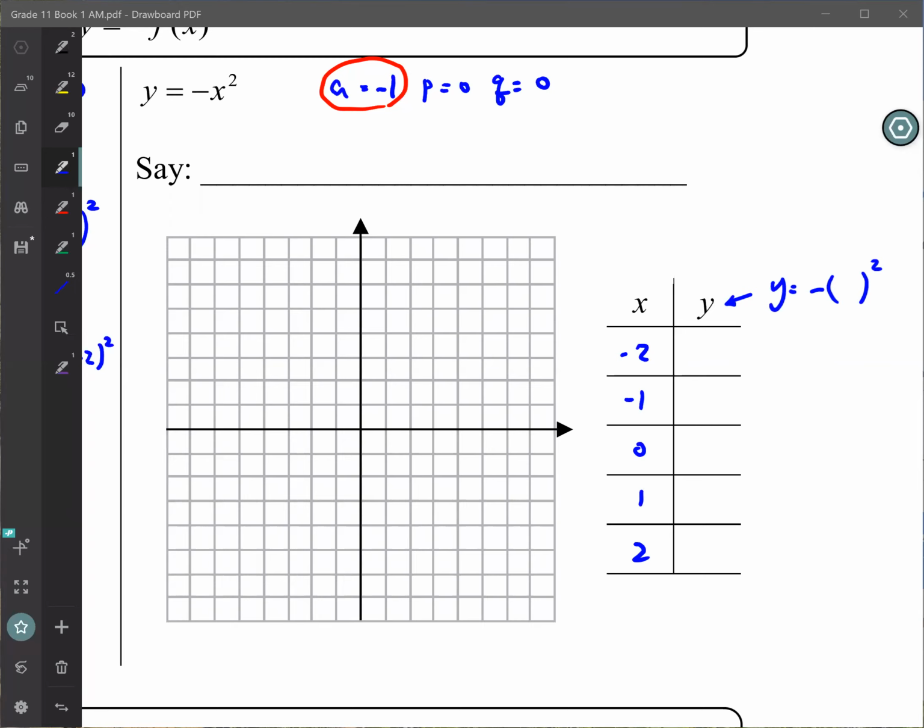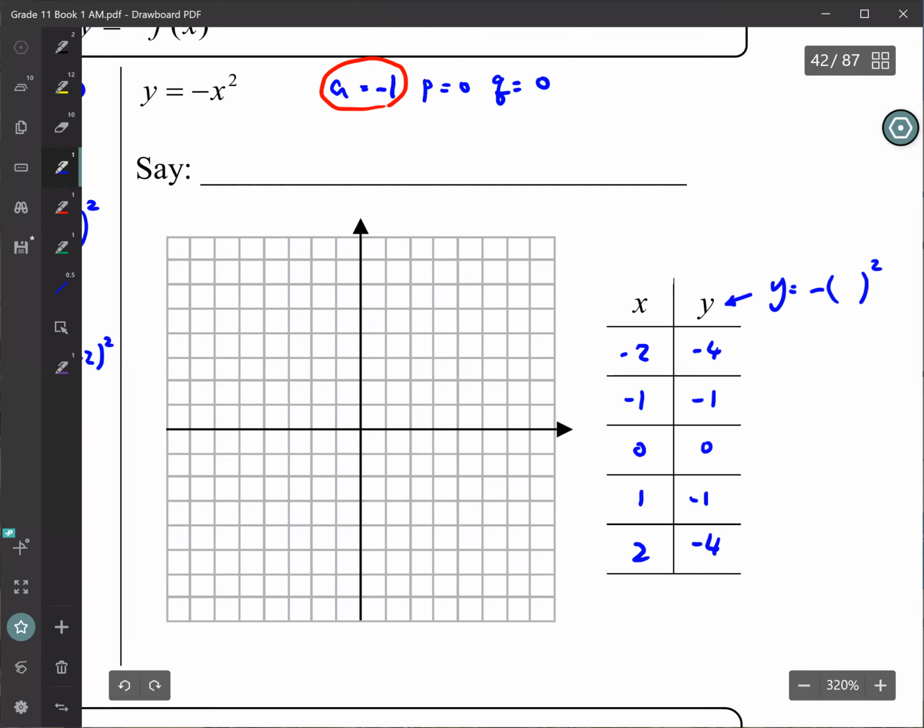Eric, can you tell us your y values? -4, -1, 0, -1, and -4. Okay, good. So you can continue to make the graph. -2, -4. -1, -1. 0, 0. 1, -1. So everything is multiplied by negative, right? So the arrows go differently.